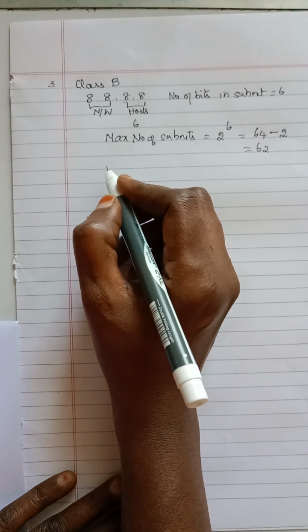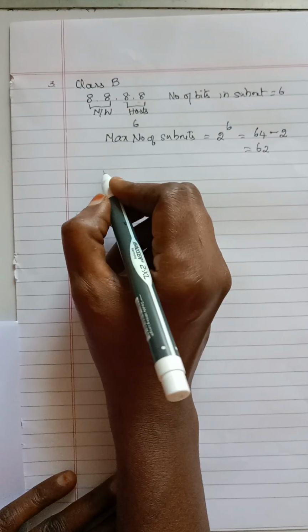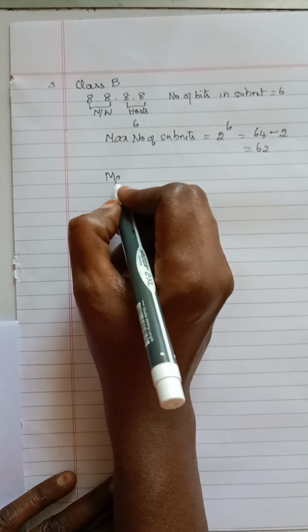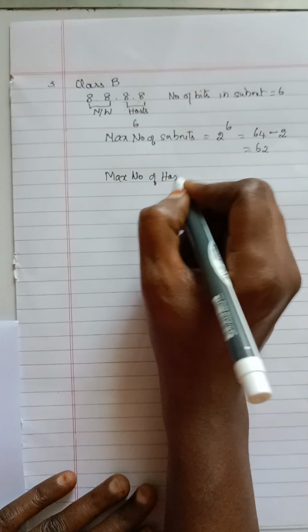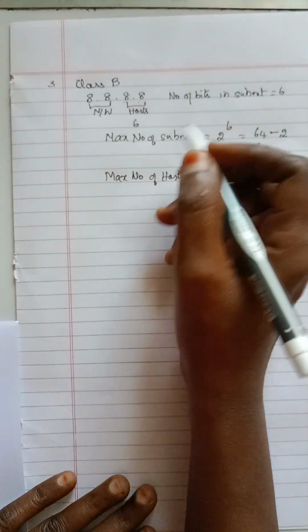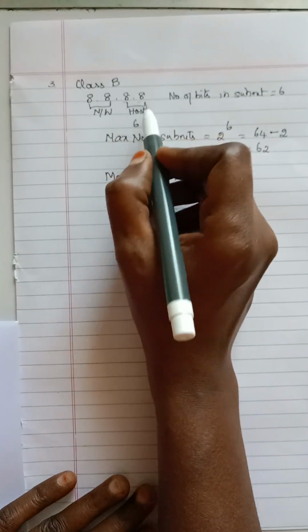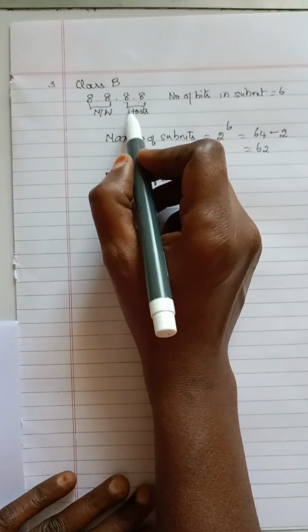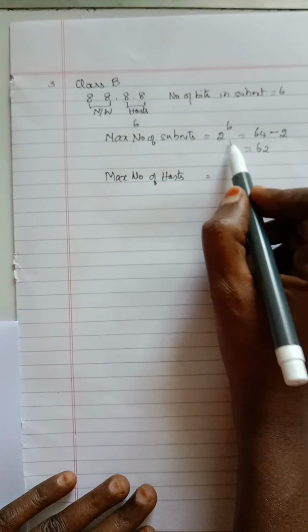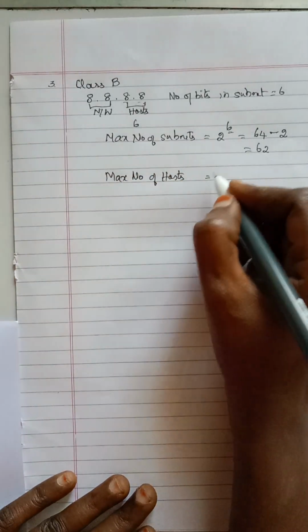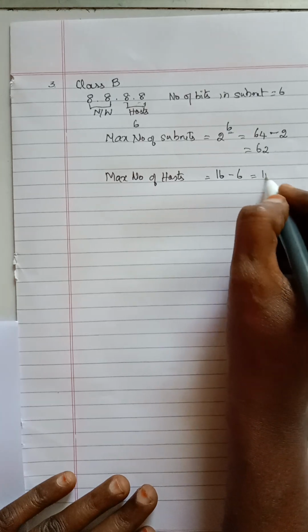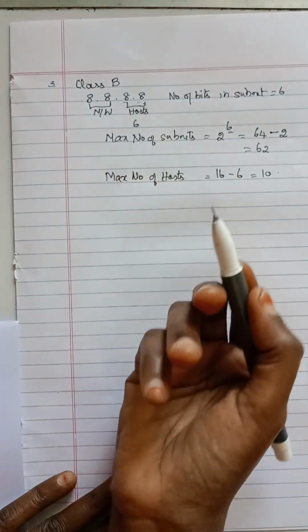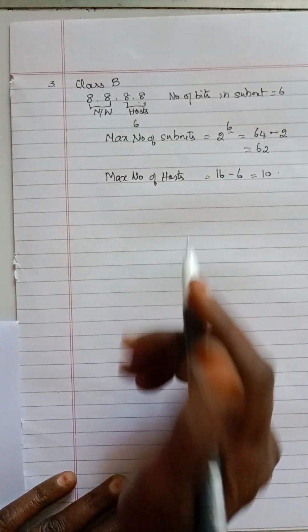Next, they are asking the maximum number of hosts in each subnet. So what will be the maximum number of hosts? Maximum number of hosts depends on the number of bits for the host. So what is the number of bits for the host? Here we have a total of 16 bits for the host, but here we have taken 6 bits for the subnets. So 16 minus 6, that is 10. So for hosts, how many bits are available? Only 10 bits are available.